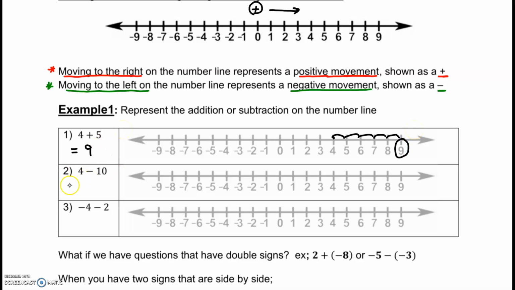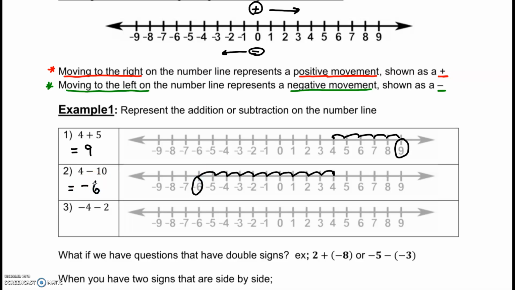So now let's try it with 4 minus 10. We're starting on 4 again, but this time it says subtract 10. So we know if we have that subtract or a negative symbol, we have to go to the left. So I have to go to the left 10. Starting at 4, I go 1, 2, 3, 4, 5, 6, 7, 8, 9, 10, and I land on negative 6.